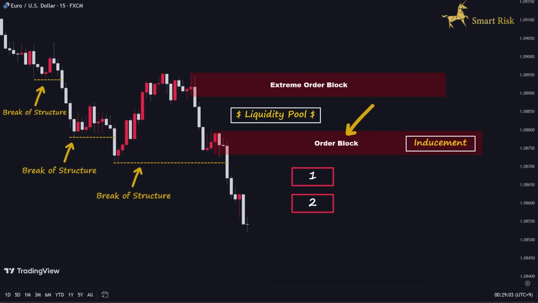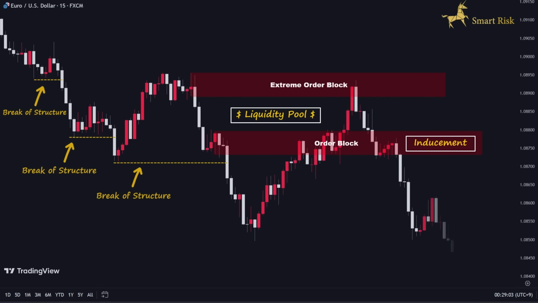Now let's see what unfolds next in the price action. As you can see, price initially moved upwards and reached the inducement zone, luring in more traders to open sell positions due to the temporary pullback. This pullback gave the impression that the supply zone was respected and that the price would reverse downwards. However, contrary to expectations, the price sharply pushed upwards, sweeping the liquidity above the inducement zone. Eventually, after mitigating the extreme order block, the price reversed and continued its primary bearish direction with significant momentum.